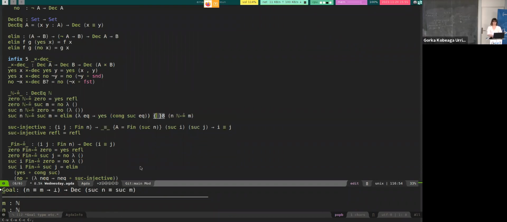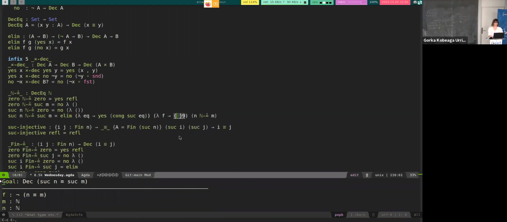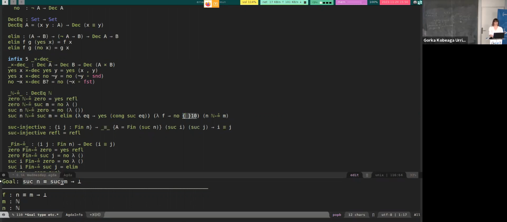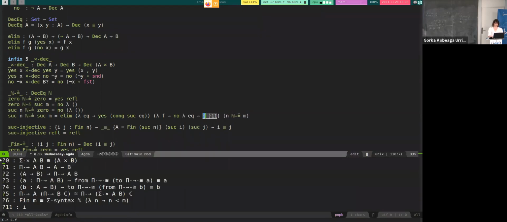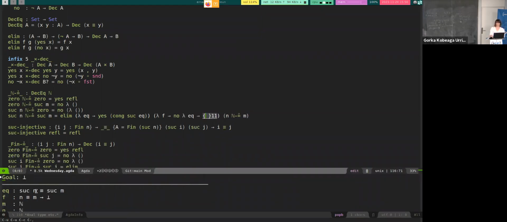And this is the negative case, where I'm given a proof that they are not equal, and I need to show that their successors are not equal either. So I'll accept this as an argument, the proof that they are not equal, and I know that it's going to be no of something. And now I need this thing here. So I need to accept this proof as an argument as well, the proof that the successors are equal. And once I have these two proofs, I can derive a contradiction.